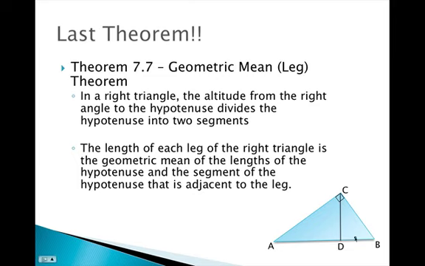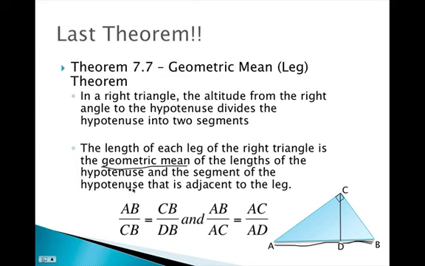So we have this altitude drawn into two segments, segment AD and segment BD. These are two separate segments here. What this is saying is that the length of each leg of the right triangle is the geometric mean. So that's going to be what's repeated in our equation. And it's the geometric mean of the lengths of the hypotenuse itself and the segment adjacent to that part of the leg. So we have a couple of equations here.